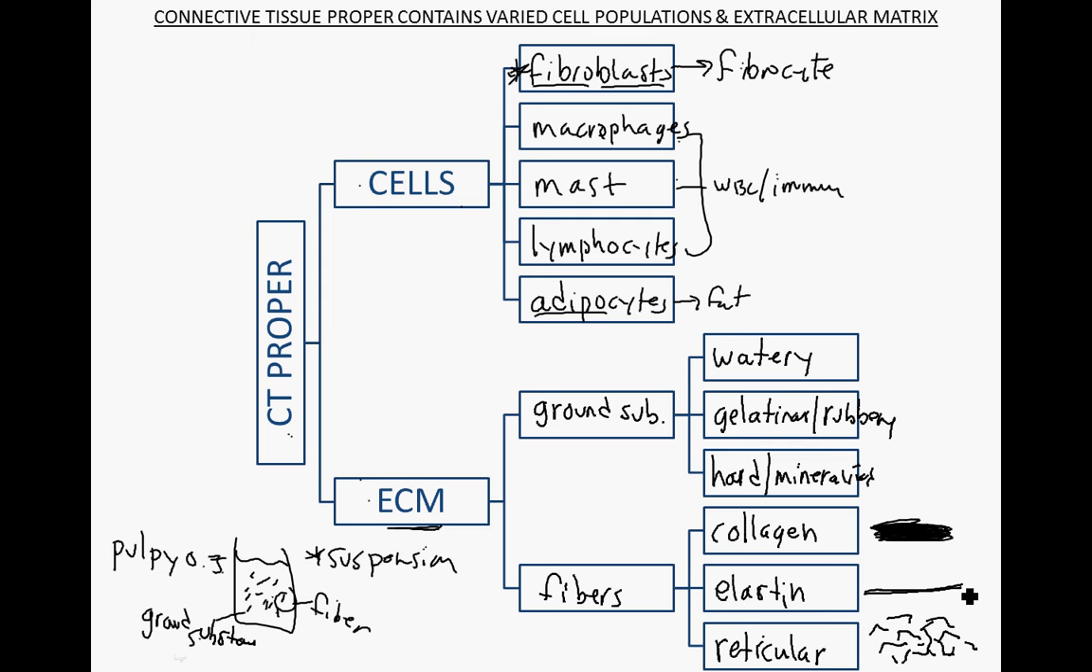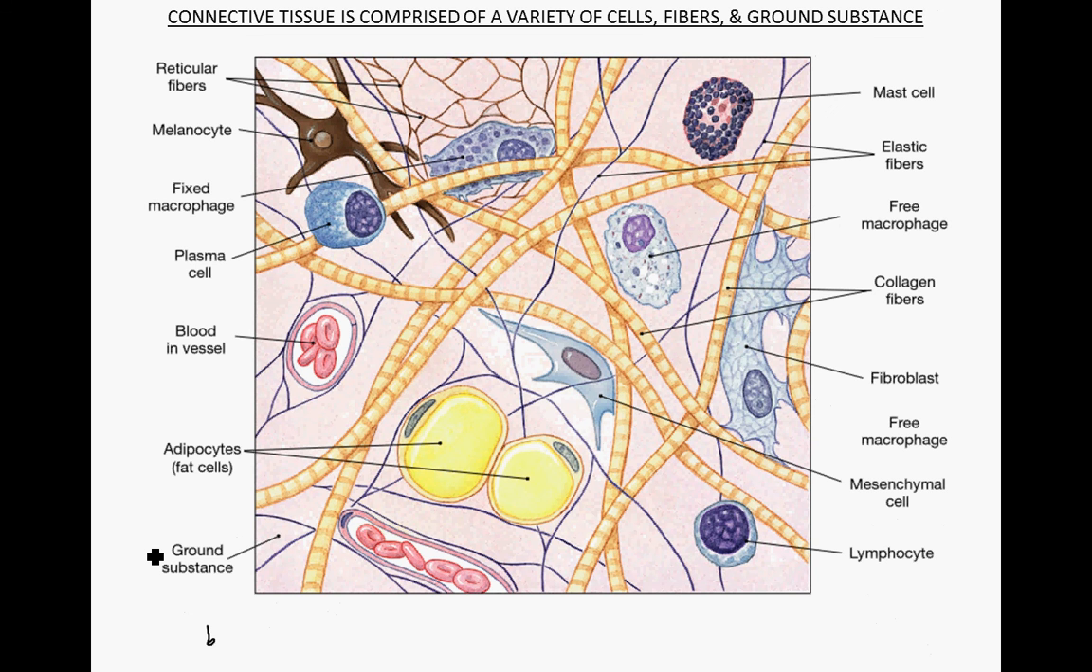Right? So I can't emphasize this enough: the extracellular matrix is made up of this ground substance and these fibers, right? And then this extracellular matrix is really what we're going to look at to begin to classify the different types of connective tissue, right? Here's a cartoon of that, and I think I'm going to stop here for now, and we'll pick up a little bit later.